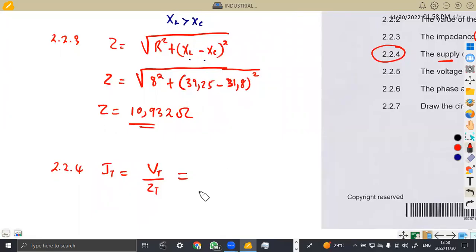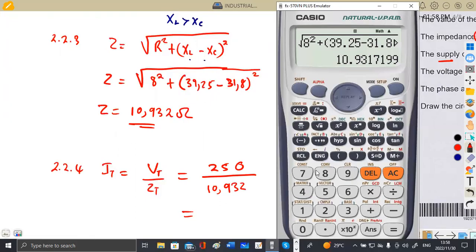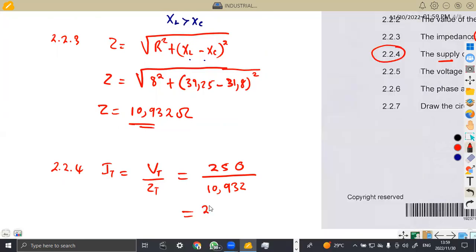All right, so we are going to have 250 divided by the total impedance, the one that we got here, which is 10.932. By doing this, if you divide, you can have your total current. So that's 250 divided by 10.932, which is 22.868. If you round off, that 6 is going to change 8 into 9. So it's going to be 22.869 amps. This is current, guys, measured in amps. So that was your total current.